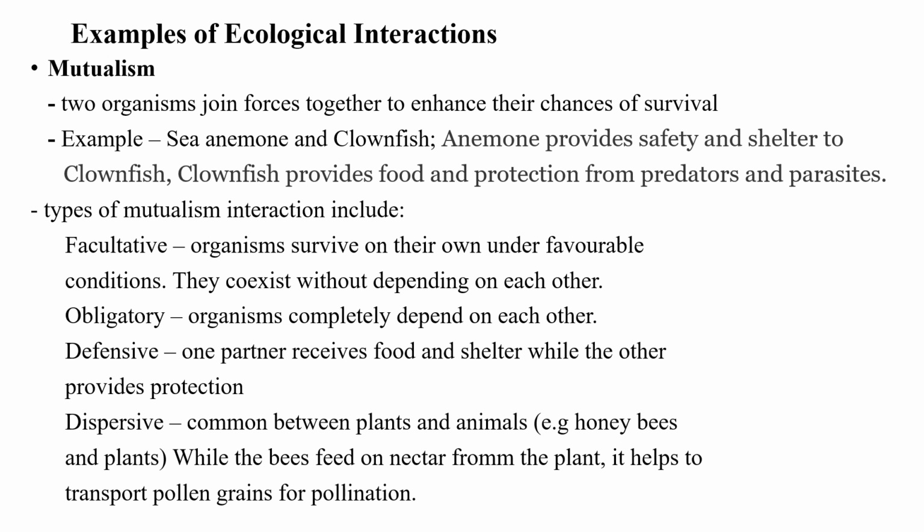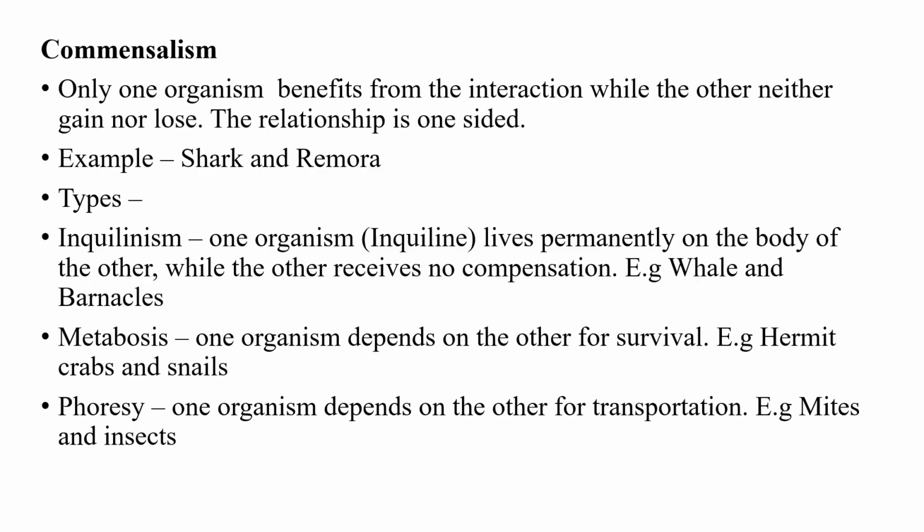Another one that we have is dispersive. Dispersive is an interaction between plants and animals, in which the animal helps to transfer seeds or things that can lead to the growth of seeds. For example, honeybees and plants. While the honeybee goes to the plant to feed on the nectar, some pollen grains land on the body of the honeybee and are transported for the purpose of pollination.